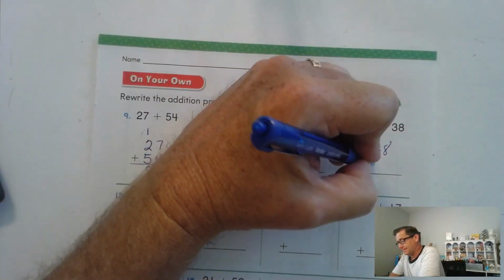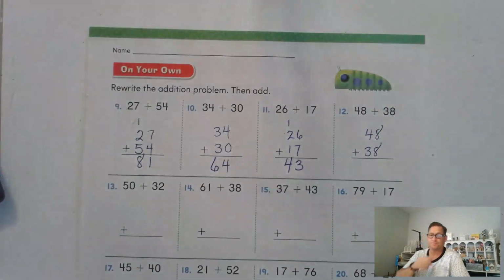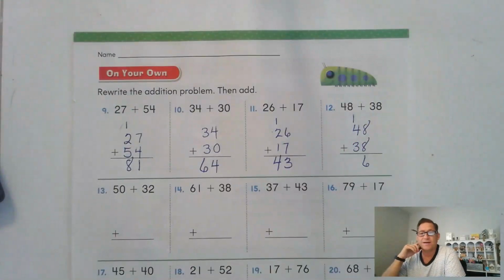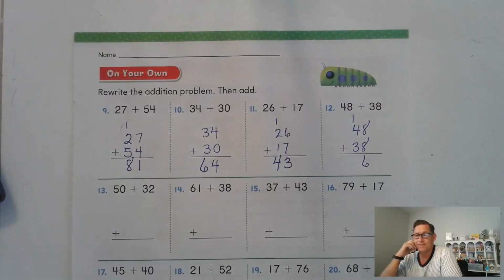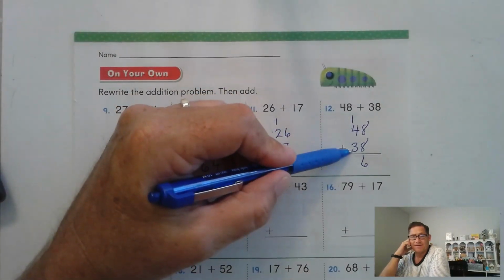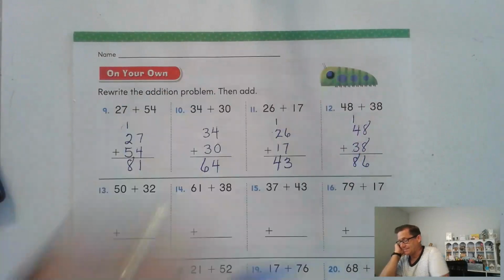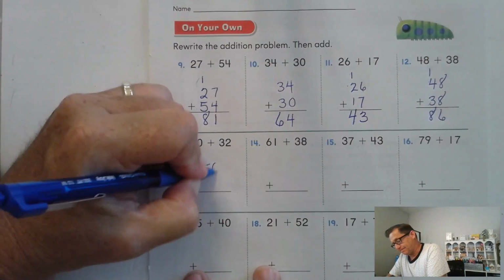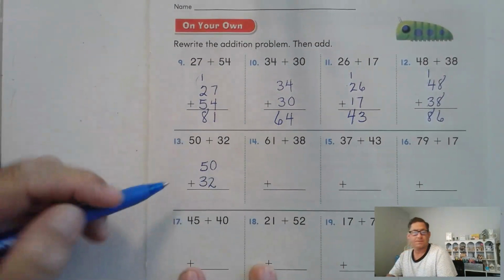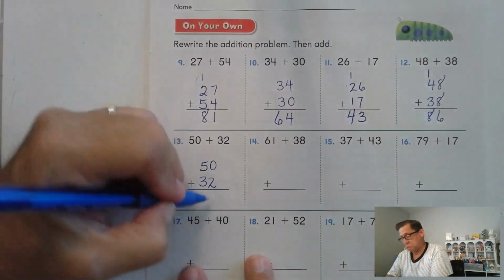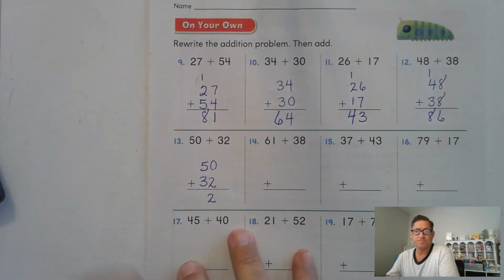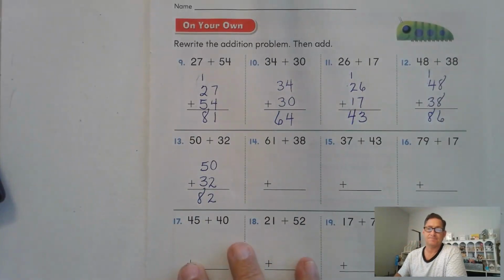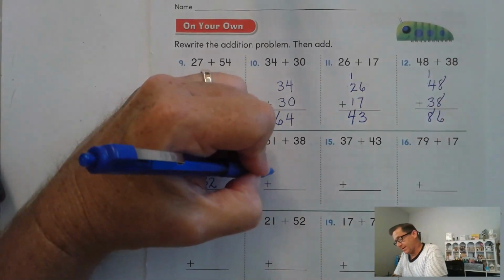48 plus 38. 8 and 8, I know is 16, so that means I have to regroup that as 1 ten and 6 ones. 4 and 3 is 7, plus one more is 8. 50 plus 32. Okay, well, 0, and you add 2, you're at 2. No need to regroup. 5 tens and 3 tens, 8 tens. 61 plus 38.